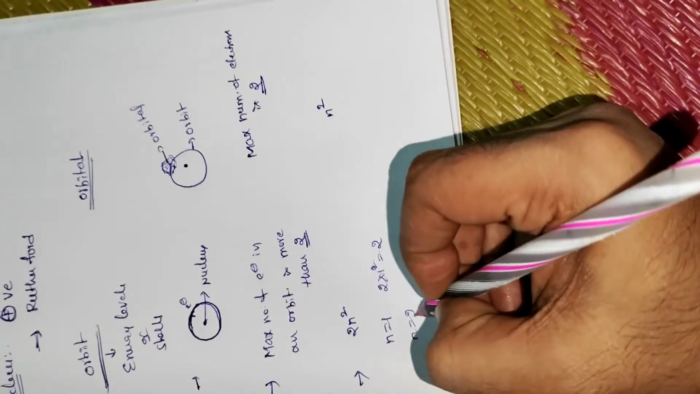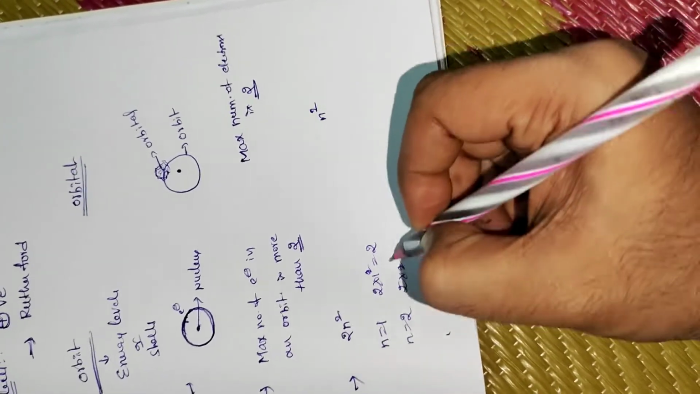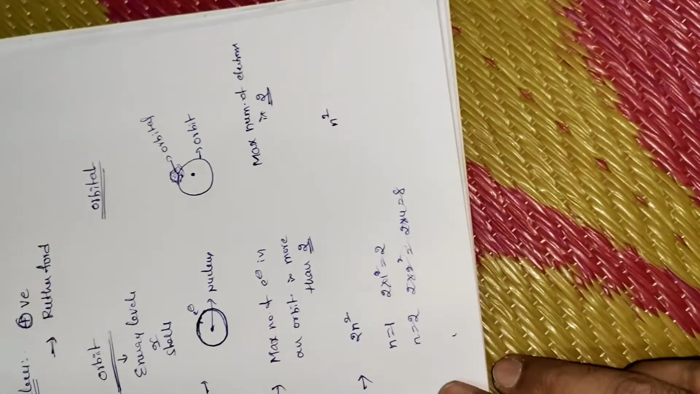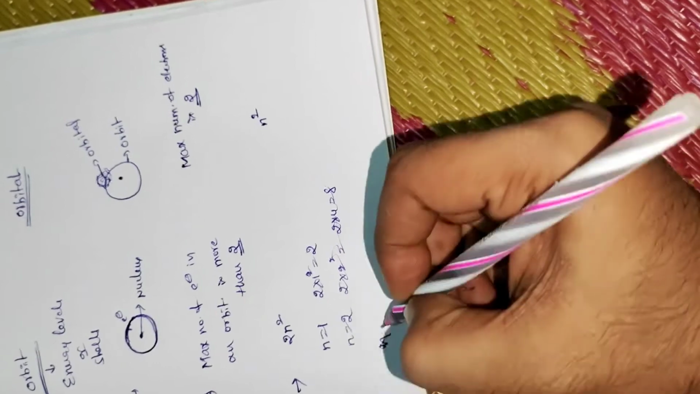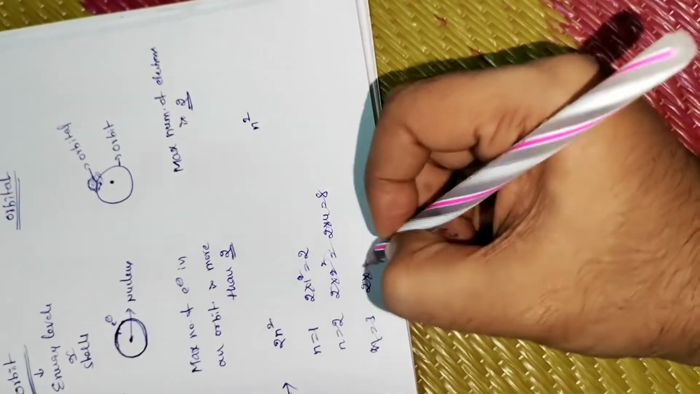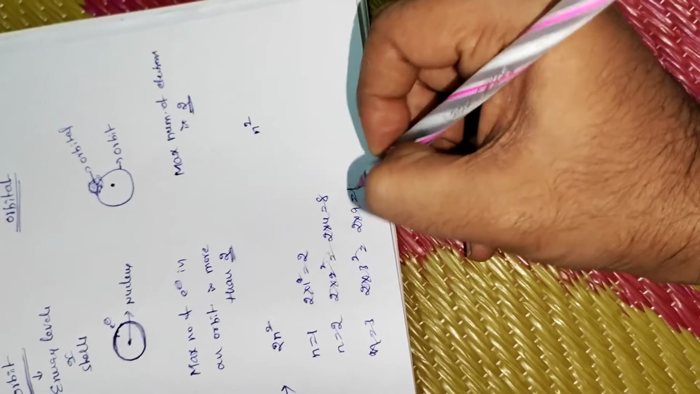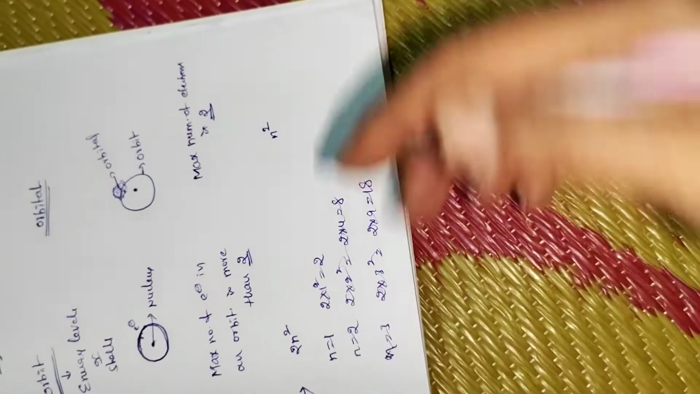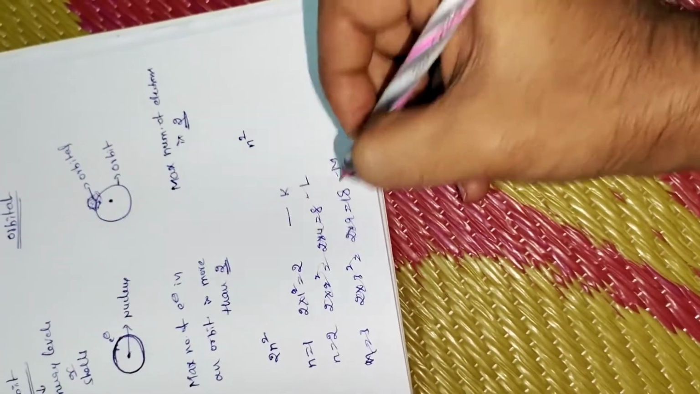n is equal to 2 means the second orbit. 2 into 2 square, 2 into 4 is equal to 8 electrons present in the second orbit. Same like this, third orbit, n is equal to 3: 2 into 3 square, 2 into 9, total 18 electrons. The orbits are also called K shell, L shell, M shell and so on.